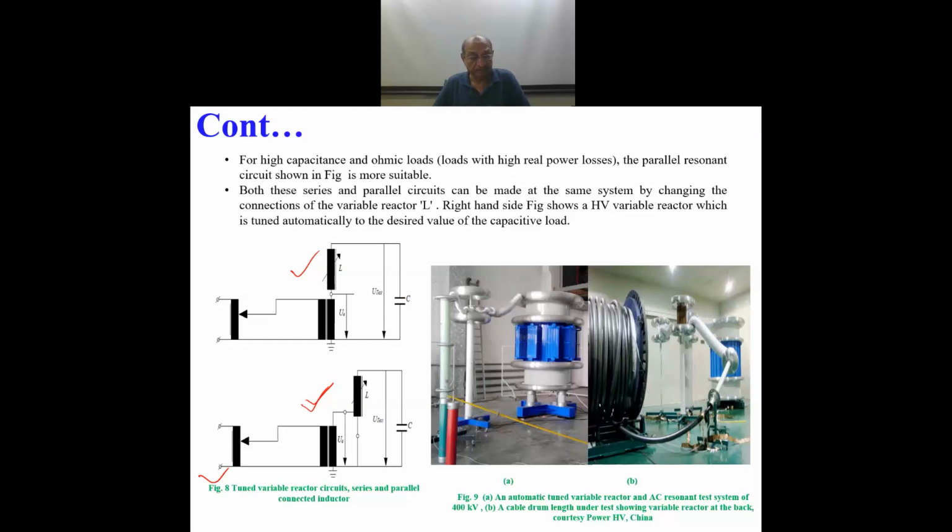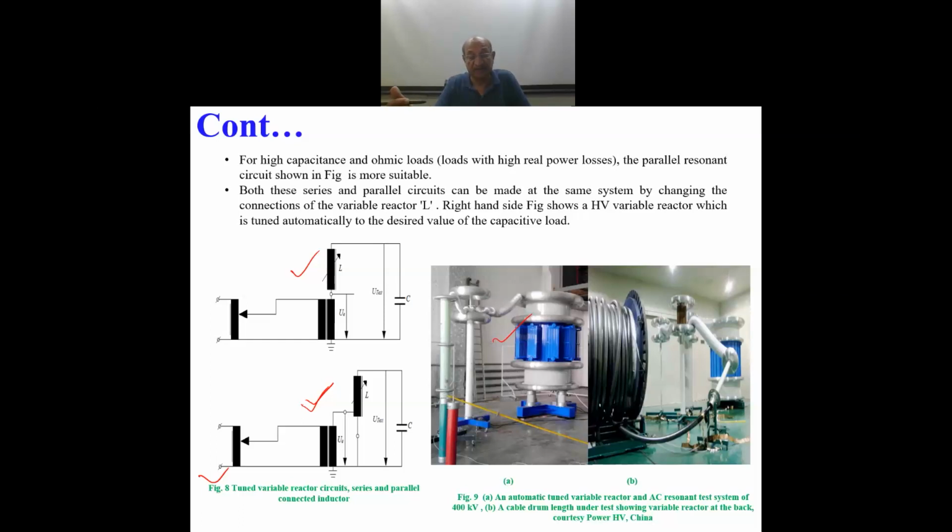You don't need two different test transformers. You also don't need two reactors. It's a question of just the connection of the reactors. On the right hand side of the figure, the variable reactor is tuned automatically to the desired value of the capacitive load. This is the reactor, as you see here, a variable reactor, which can automatically set its value to the desired value for achieving resonance.